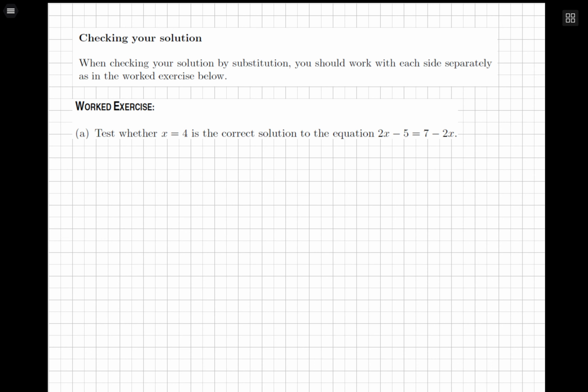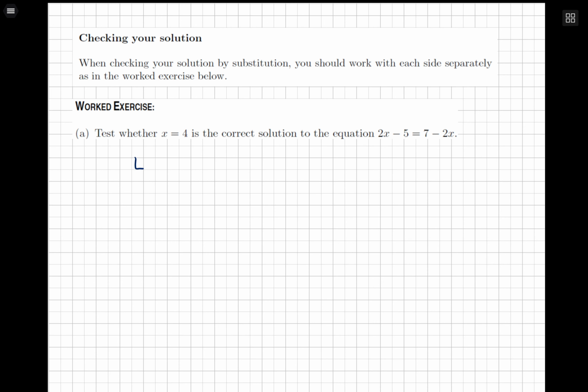The last little bit we've got to do before you can get onto the exercise is check that you know how to check your solution. It says, when checking your solution by substitution, you should work with each side separately, as in the one we're about to do. Test whether x equals 4 is the correct solution to the equation 2x minus 5 equals 7 minus 2x. Now it's really important that you don't just chuck the 4 into both sides and say, hey, that looks good. You need to actually do it bit by bit. So let's show you how to set it up properly.